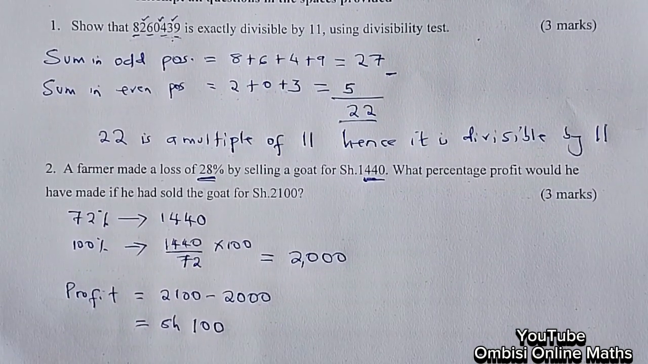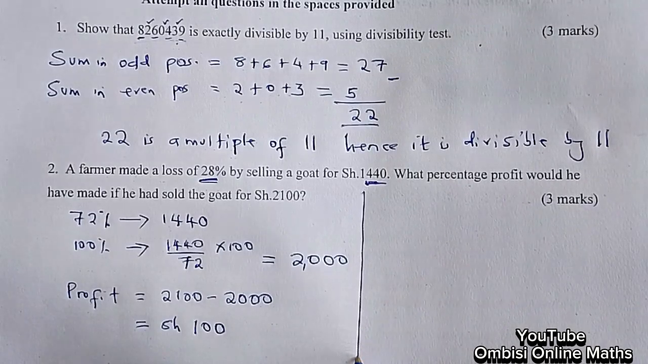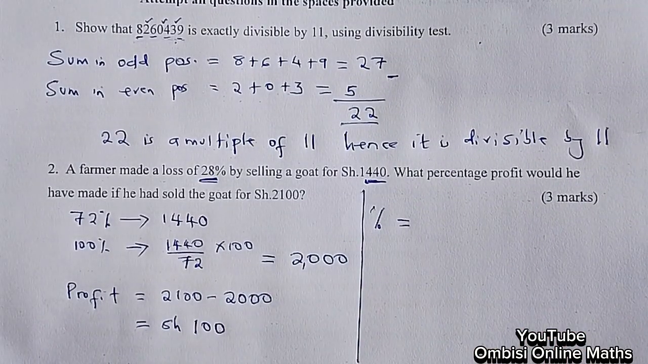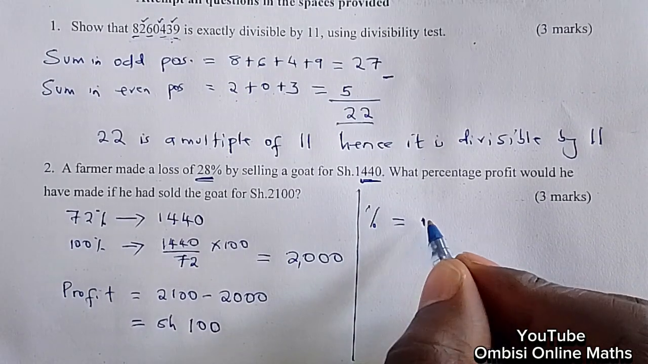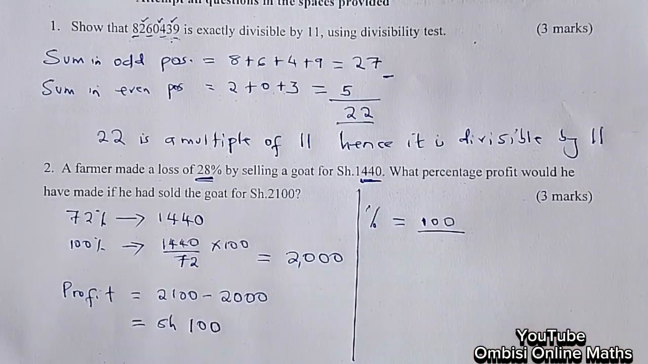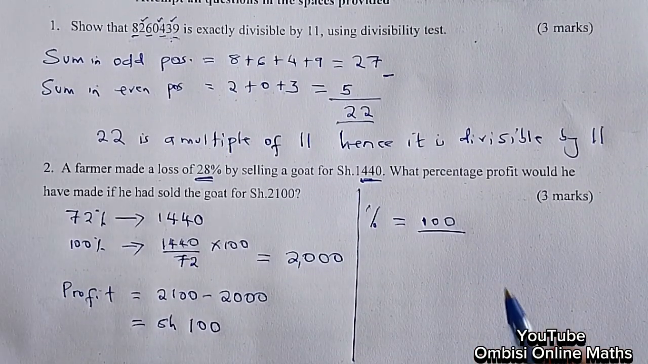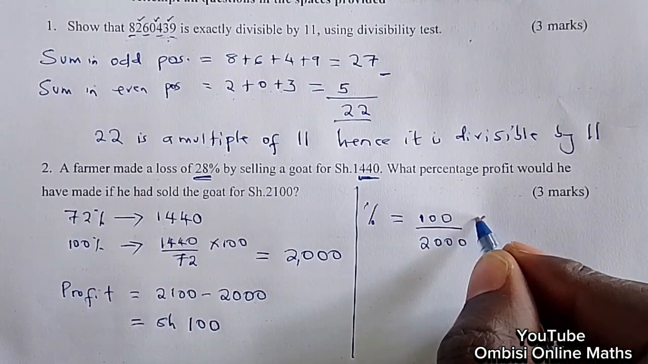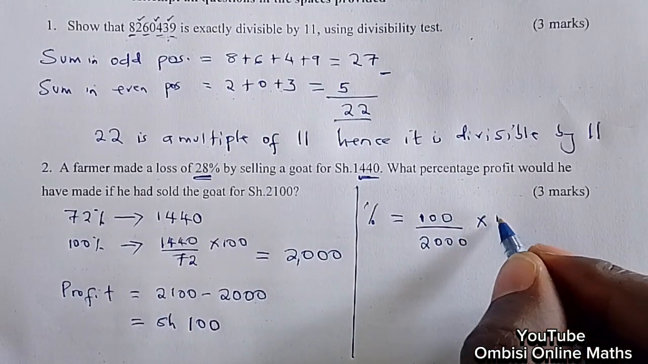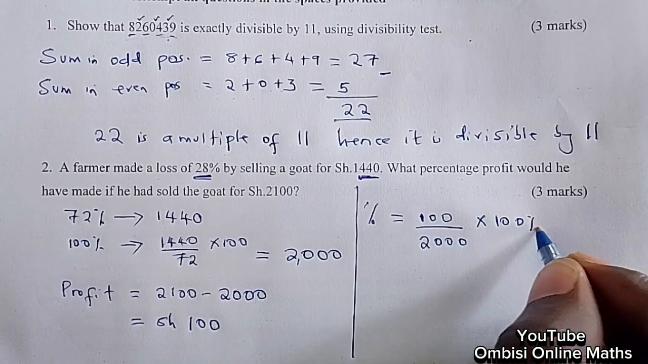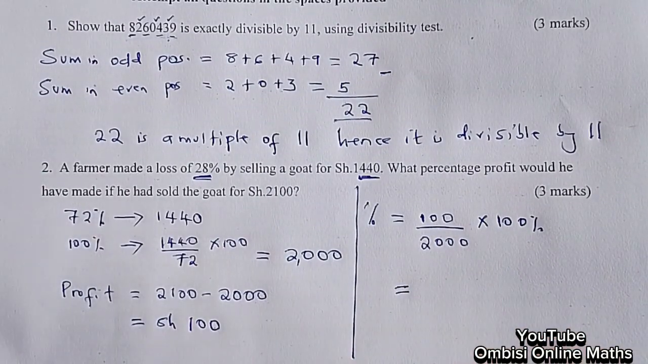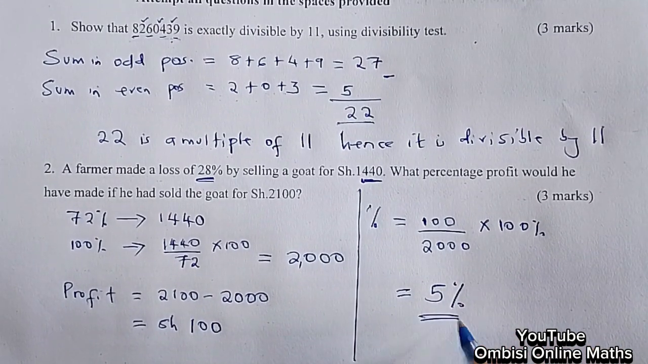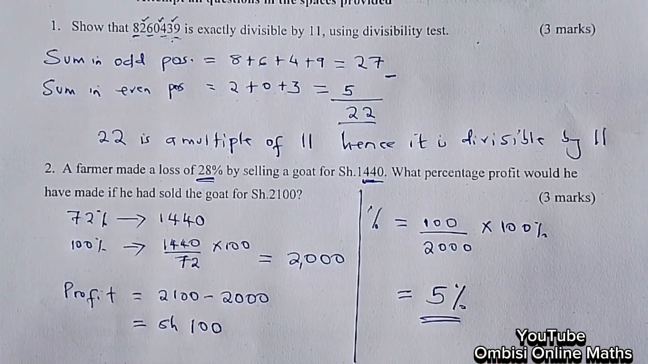So the question is, what is the percentage profit? Now we know that to calculate the percentage profit, it is going to be the profit, which is 100, over the marked price, which is 2,000, then multiplied by 100%. And this translates to 5%. So the percentage profit was 5%.